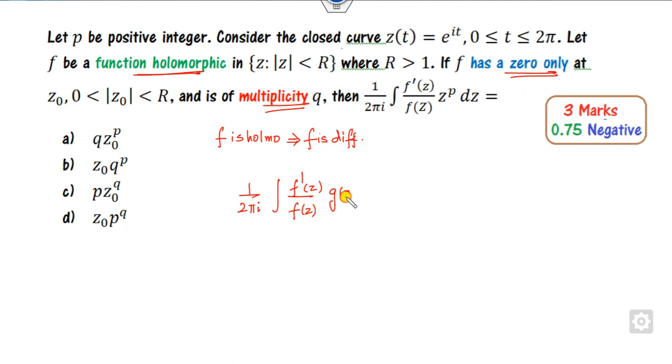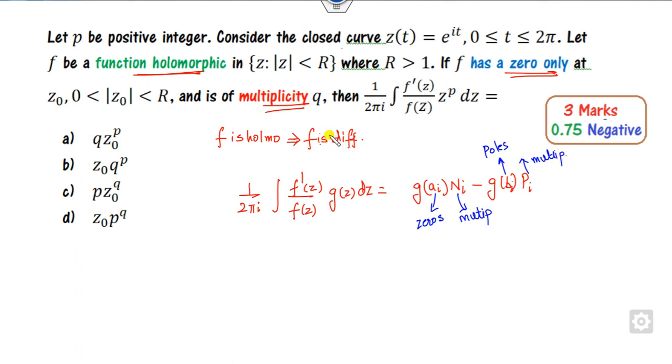So if you have a function like this, what is that? This is nothing but the product of (z minus a_i) raised to n_i, the number of zeros, divided by the product of (z minus b_i) raised to the power p_i. What is the meaning of that? A is the zeros, n is the multiplicity of the zeros, b is the poles, and p is the multiplicity of the pole.